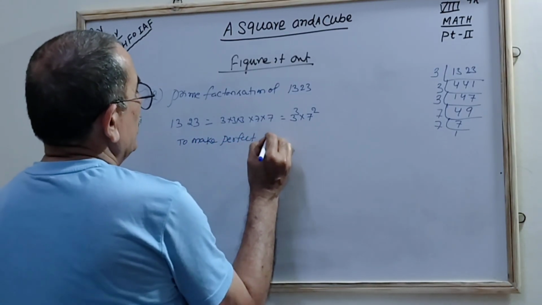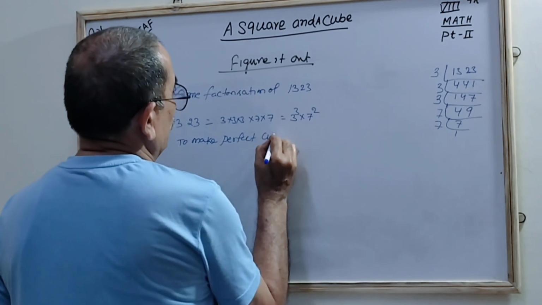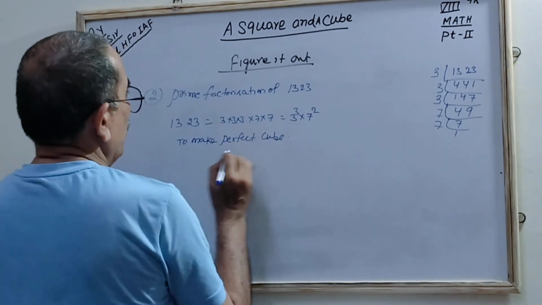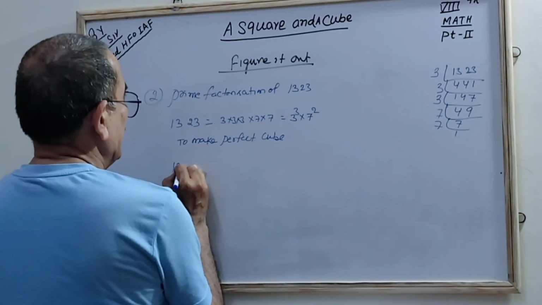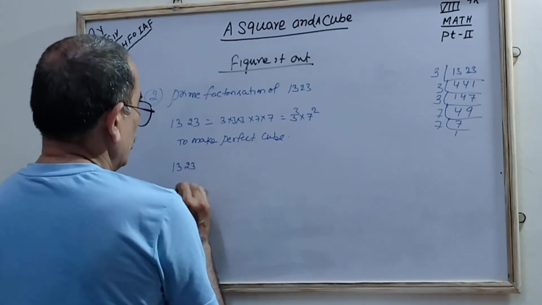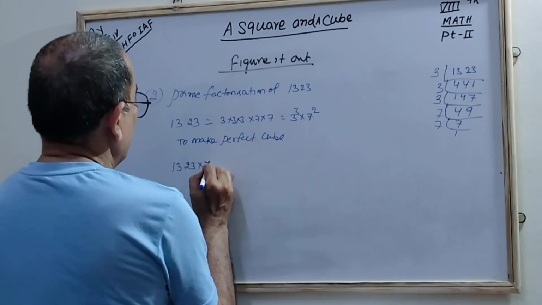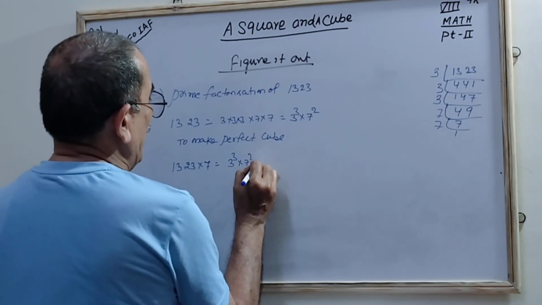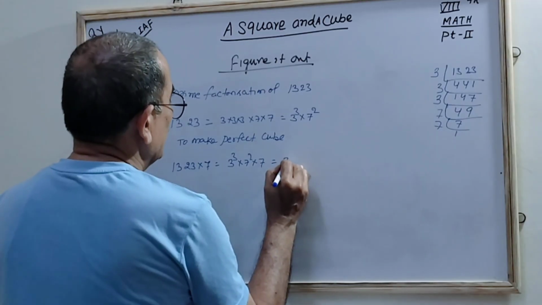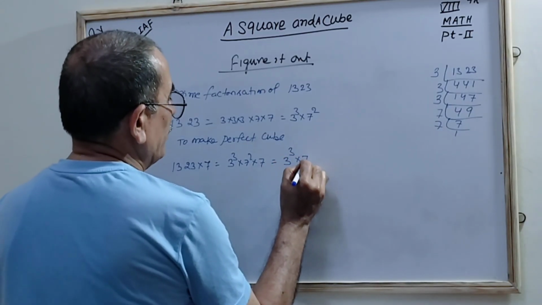The question is asking you to make it a perfect cube. To make the perfect cube, what do you need? You need to multiply both sides. The 3 to the power 1, the 7 to the power 2. Understood? So 3 to the power 3 into 7 to the power 2 into 7. So it becomes 3 to the power 3 into 7 to the power 3.